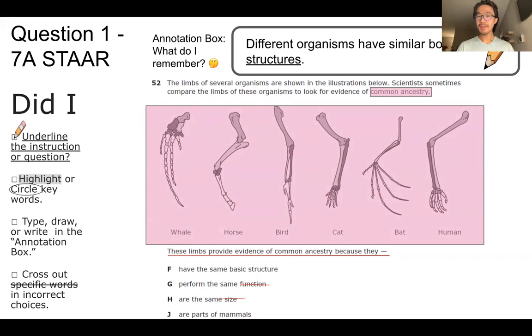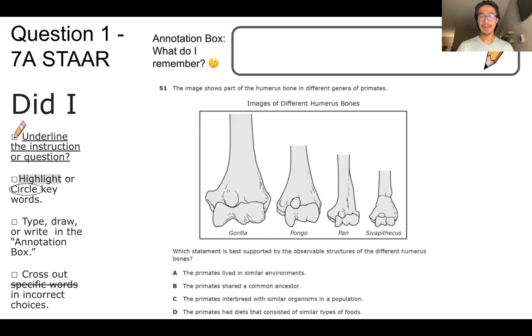So we know that they don't provide the same function, so we can take that out, because a bat uses those bones to fly, but a human uses an arm to grab things, so they perform a different function. They're not the same size, right? The bones of a cat are much smaller than the bones of an adult human, so we can take out size. We actually know that these bones look like they have similar basic structure, so the right answer is F.